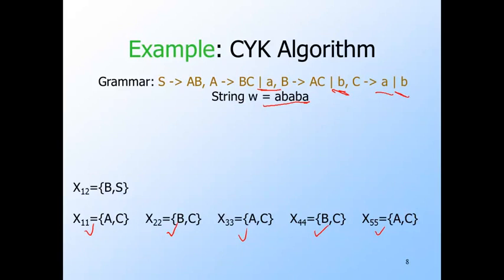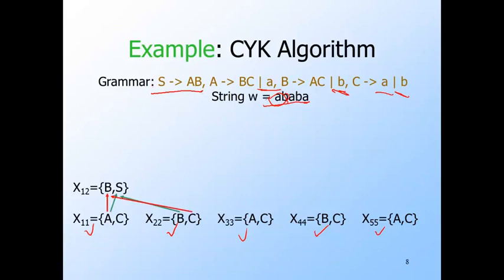Now we need to compute the four entries in the row above. These are the sets of variables that derive substrings of length 2. Here's one example, X12, which is the set of variables that derive the string in the first positions of w, that is, ab. When j is i plus 1, k can only be i. That is, the only way to derive a string of length 2 in a CNF grammar is to use a production where one variable is replaced by two, and each of these variables derives one terminal. So the reason S is in X12 is that A is in X11, B is in X22, and S goes to AB is a production.